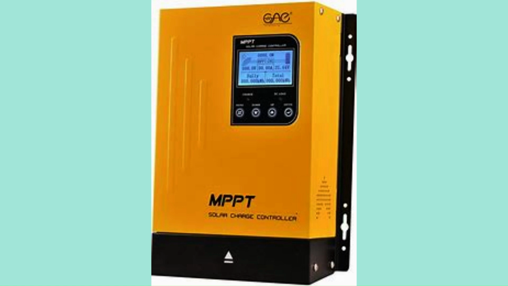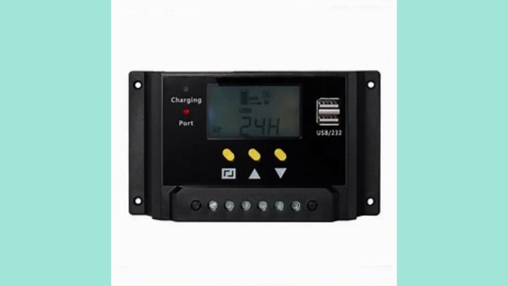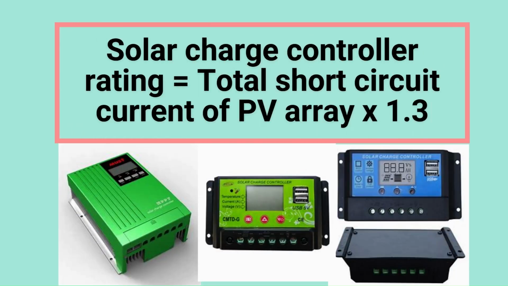Inspect the solar charge controller to make sure it has enough power to handle the current coming from the PV array. Standard procedure dictates that the solar charge controller be sized by multiplying the PV array's short circuit current (ISC) by 1.3.